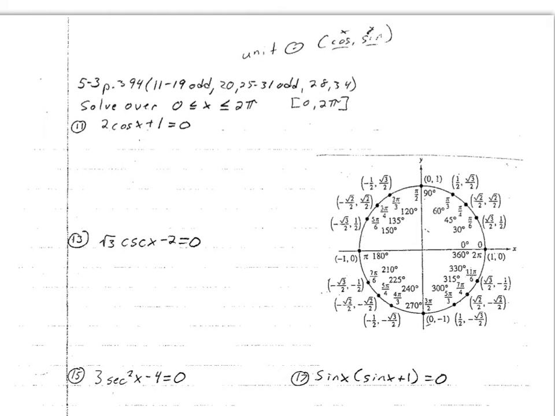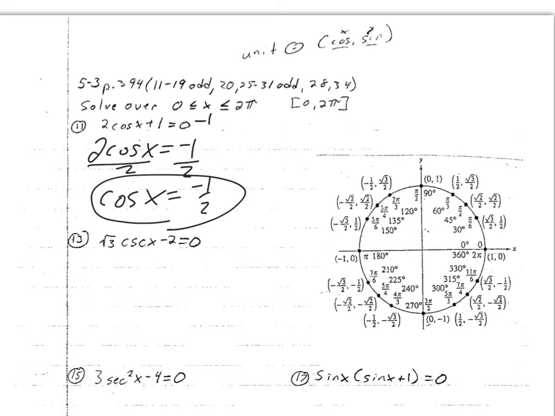For question number 11, we need to get 2 cosine x by itself to start the problem. So first I'm going to get rid of this 1. So 2 cosine x is going to equal, subtract the 1, equals -1. Next we divide by 2, and we get cosine x equals -1/2.